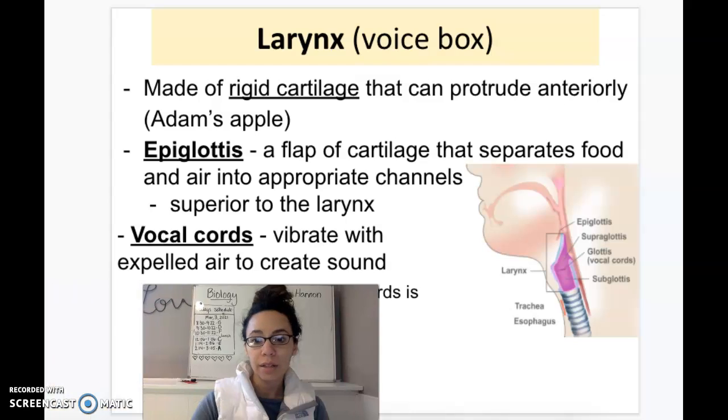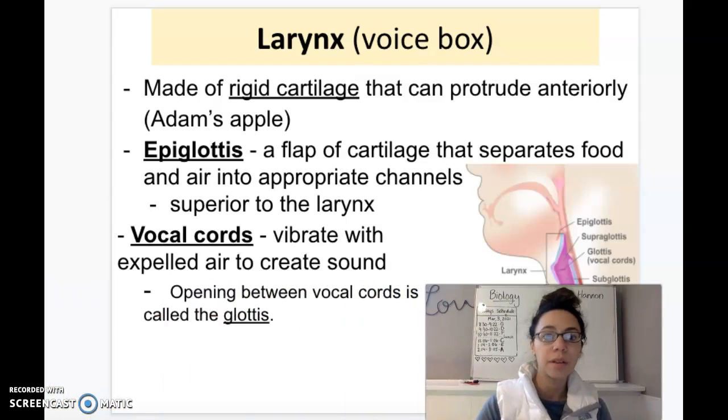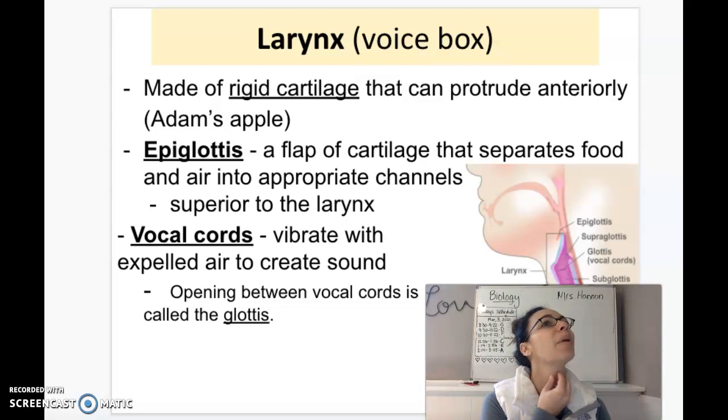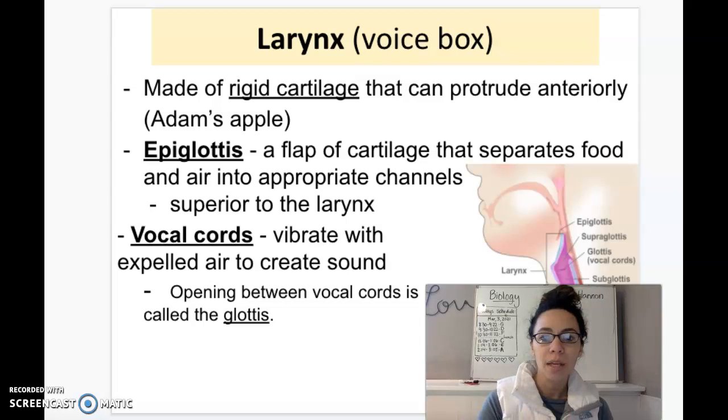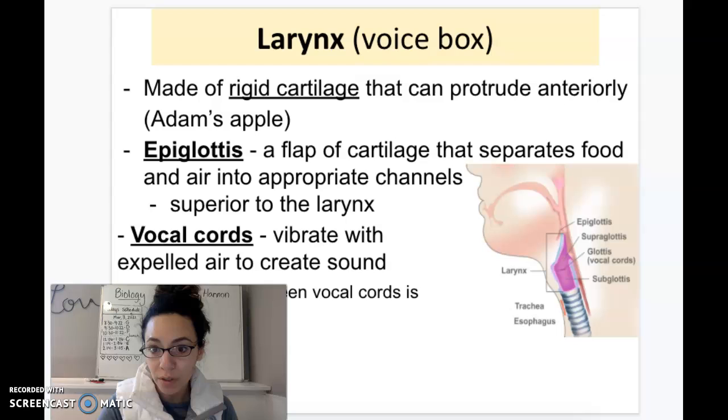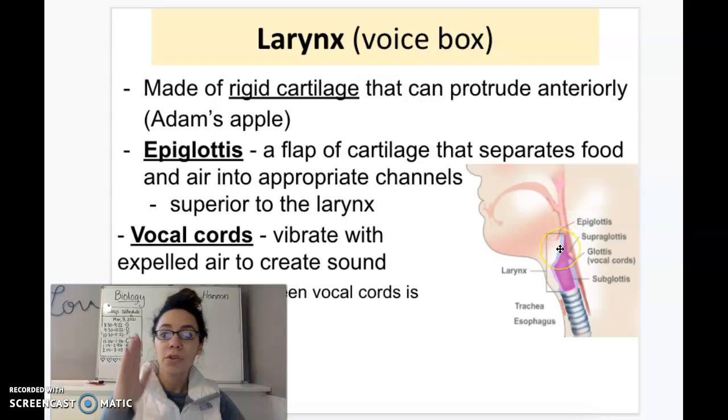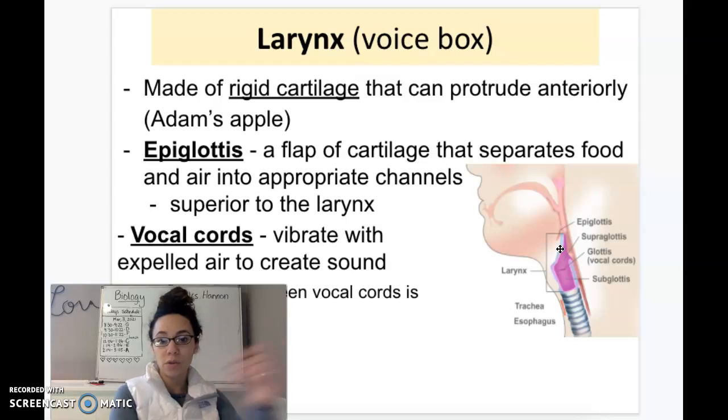The larynx, let me move myself over here. Larynx is the voice box. So this is made of rigid cartilage that protrudes anteriorly, so in the front by the throat, right? So it's kind of this hard part that you can feel here. We have an epiglottis, which is, let me move this over. The epiglottis is the little flap of tissue that's right here. So that separates food and air into appropriate channels.